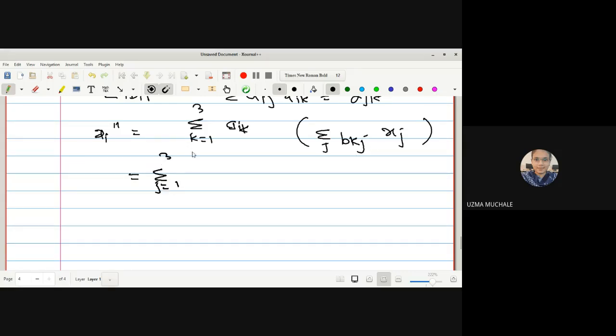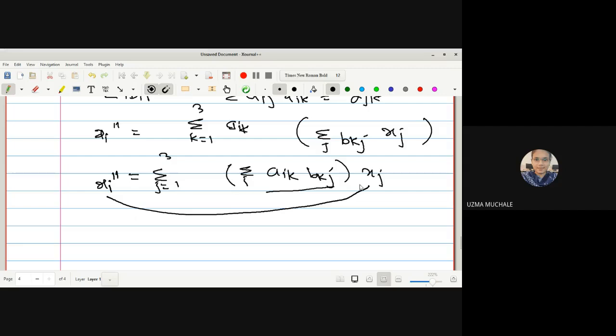Summation over j runs from 1 to 3, which we can take outside, and the summation over k inside, and we have aik bkj xj. But what is this aik bkj? This will be some new matrix of transformation. Now we can see here this is a transformation from x to x double dash. Initially we had a transformation from x to x dash, then a transformation from x dash to x double dash. But now we have found the transformation from x directly to x double dash. Getting me? Yes, ma'am.